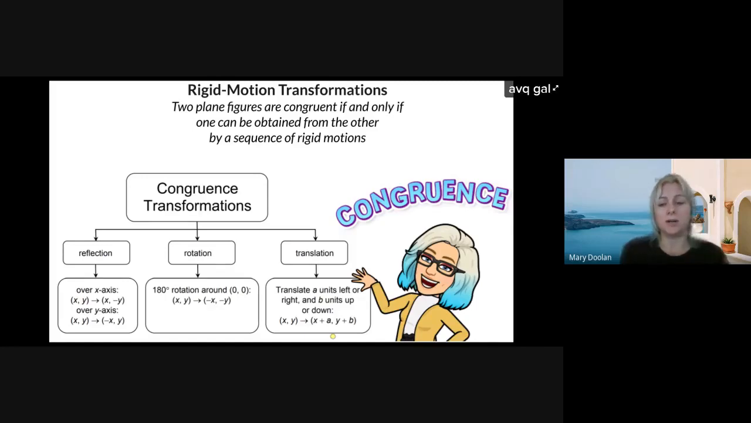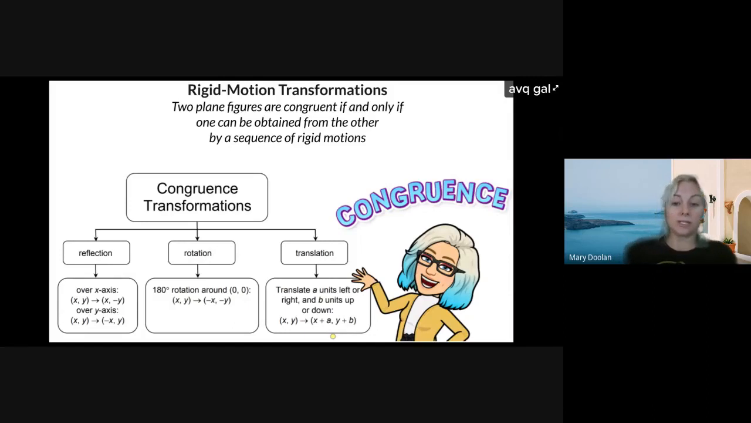For rotations, we typically look at rotations around the origin, around 0, 0. And we look at them in 90-degree increments. And so we just have one example here, 180-degree rotation around 0, 0. What you do is you take x, y, and it turns into negative x, negative y.